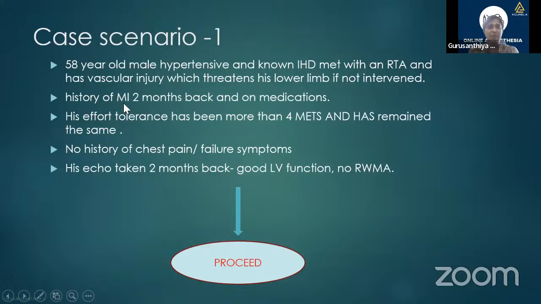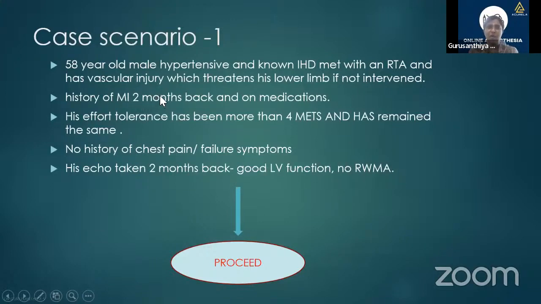In the history, there is an MI within the last 2 months and he is on medications. The medication history is not known, and his effort tolerance has been 4 METs and has remained the same even before the RTA. There is no history suggestive of acute heart failure, like chest pain or dyspnea. His echo taken 2 months back had good LV and no regional wall motion abnormality.